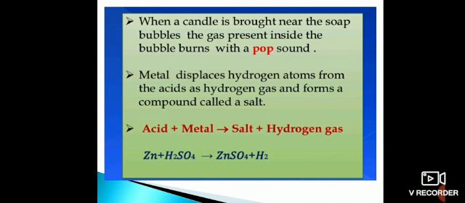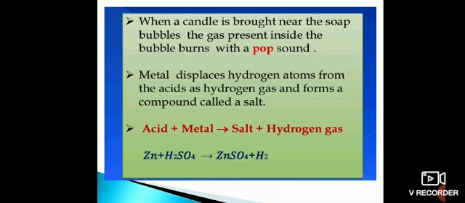When the candle is brought near the soap bubbles, the gas present inside the bubble burns with a pop sound. This means metal displaces hydrogen atoms from the acids as hydrogen gas and forms a compound called salt. Acid, when it reacts with metal, gives rise to salt and hydrogen gas.